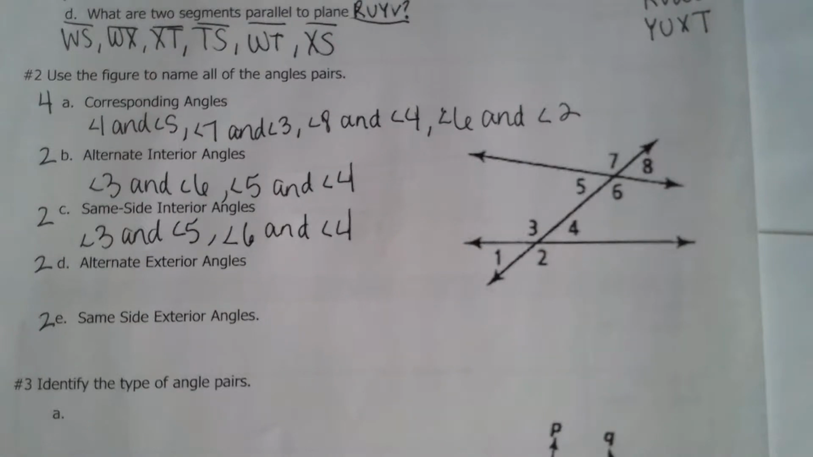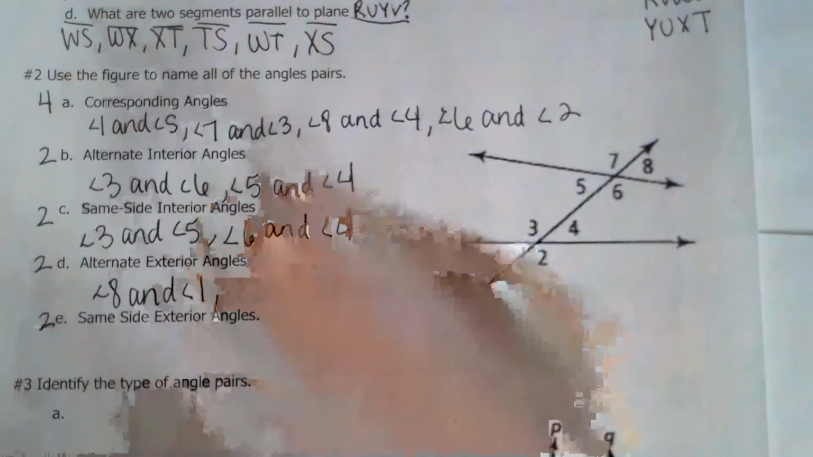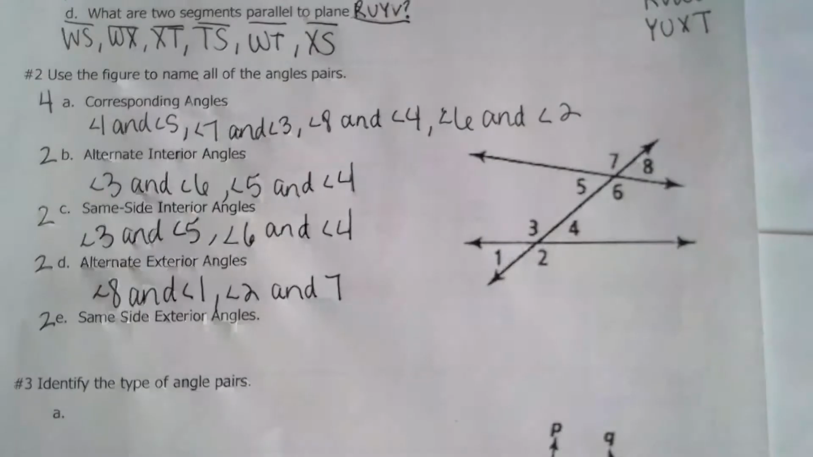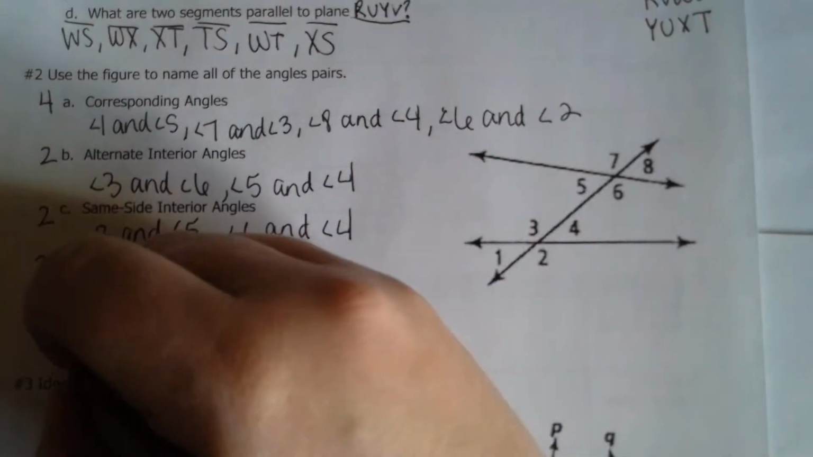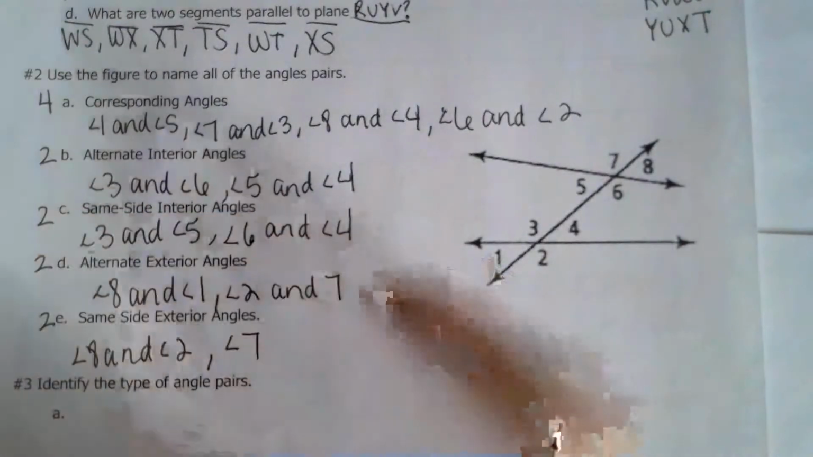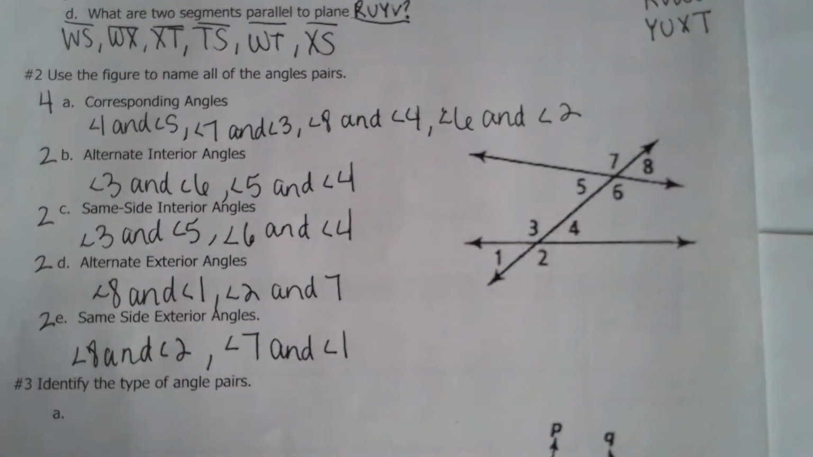Alternate exterior angles would mean alternate sides of the line, both exterior. That would be angles 8 and 1 and angles 2 and 7. Last is your same side exterior, which is same side of the line, both exterior. That would be angles 8 and 2 and angles 7 and 1. Go ahead and check your answers. Make sure they match.